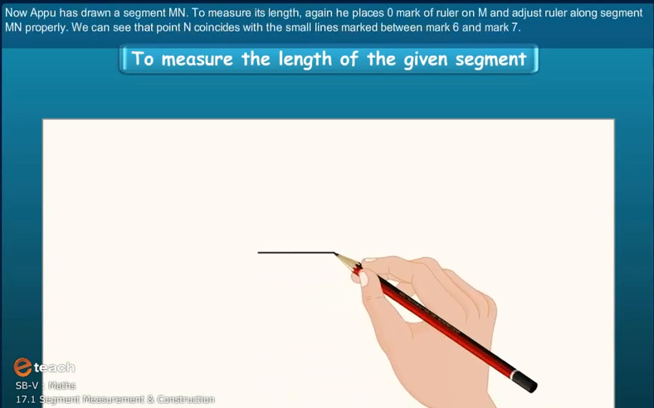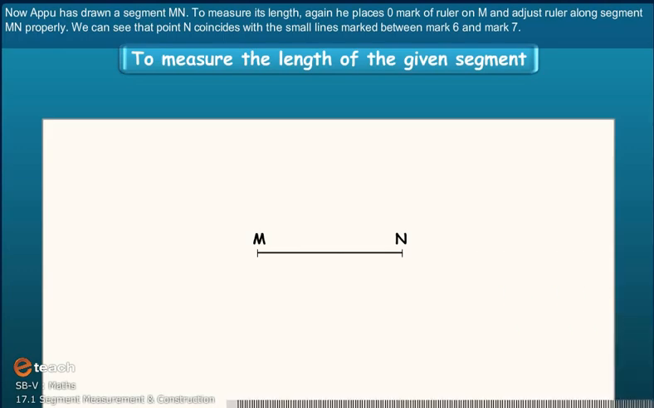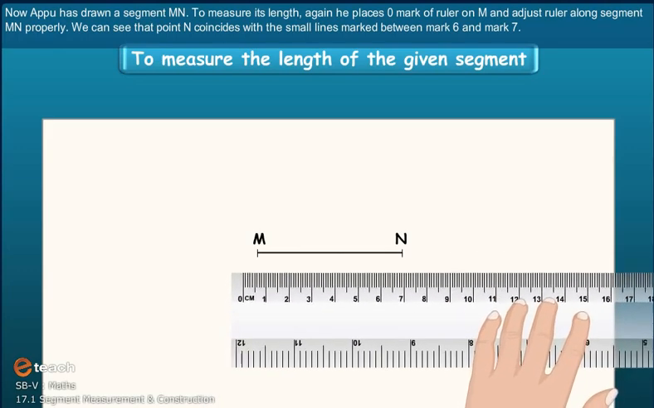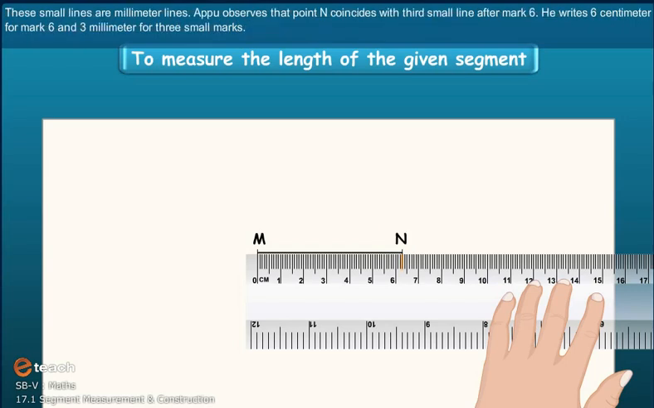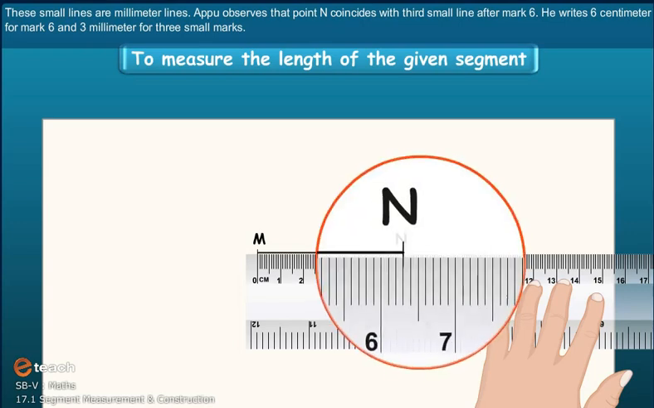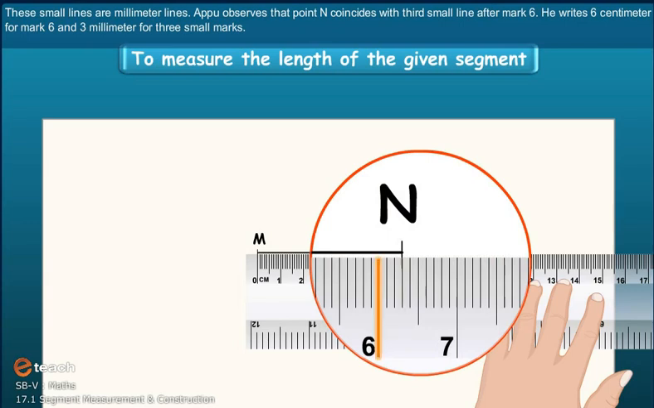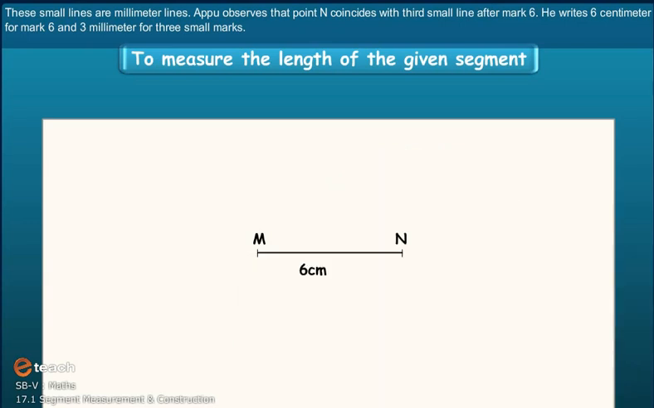Now Appu has drawn a segment MN. To measure its length, again he places 0 mark of ruler on M and adjusts ruler along segment MN properly. We can see that point N coincides with the small lines marked between these small lines are millimeter lines. Appu observes that point N coincides with third small line after mark 6. He writes 6 centimeters for mark 6 and 3 millimeters for 3 small marks.